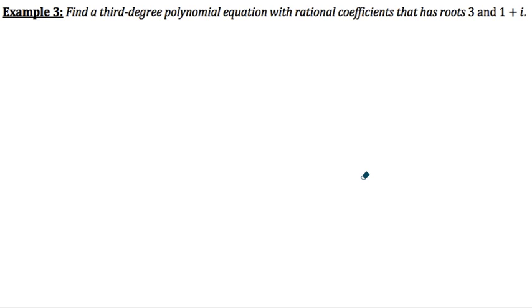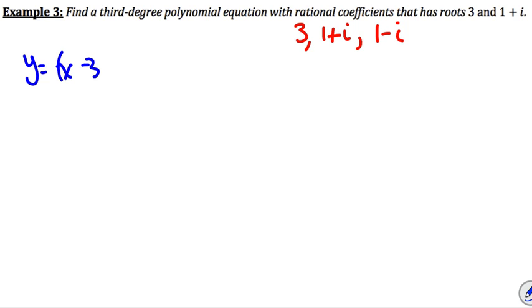So let's go ahead and jump into this one here. If I have roots 3 and 1 plus i, that means I have roots 3, 1 plus i, and then 1 minus i. When I write this, I'm going to write it as y equals, they're all going to be x minus the first one, x minus 3, and then x minus the second one. So that's going to be, oops, looks like a plus sign, x minus 1 plus i, and then when we distribute that through, it's going to change it to 1 minus i.